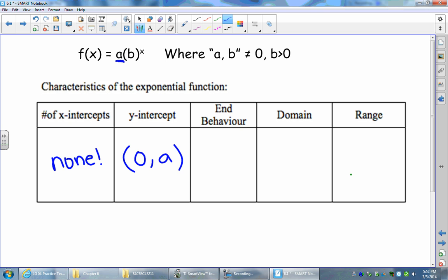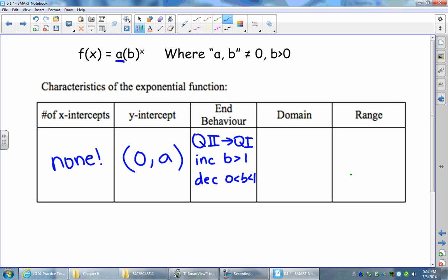Now, as you noticed, the end behavior, it always extends from quadrant 2 to quadrant 1. But we can have increasing or decreasing functions. So your function is going to increase when your b is greater than 1, and your function is going to decrease when your b is between 0 and 1.